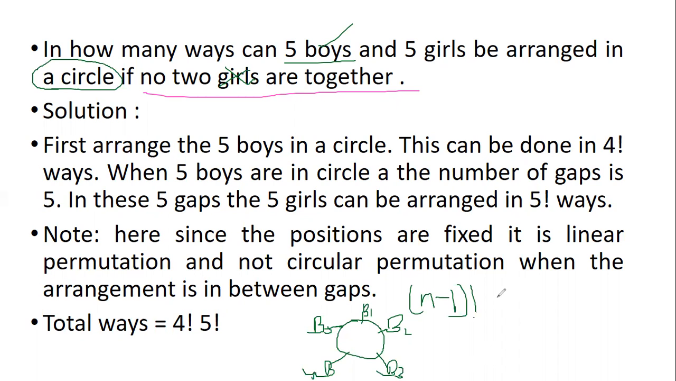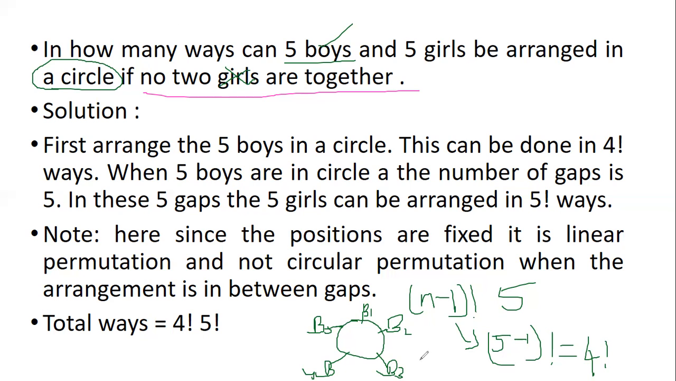So how many boys do we have? We have 5 boys. So 5 boys can be arranged in 5 minus 1 factorial ways, which is nothing but 4 factorial ways. Correct? Boys can be arranged in 4 factorial ways. Now moving on further, when 5 boys are in a circle, there are gaps in between them.